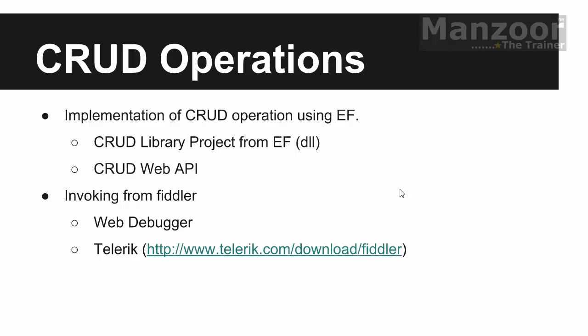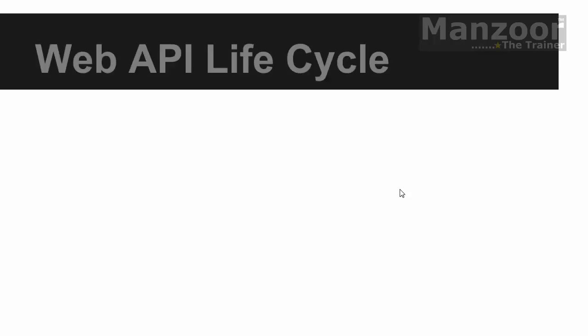So we are done with all the CRUD operations, and we have also seen how to test them in Fiddler. Now let us move towards a little advanced topic and try to understand the web API lifecycle.